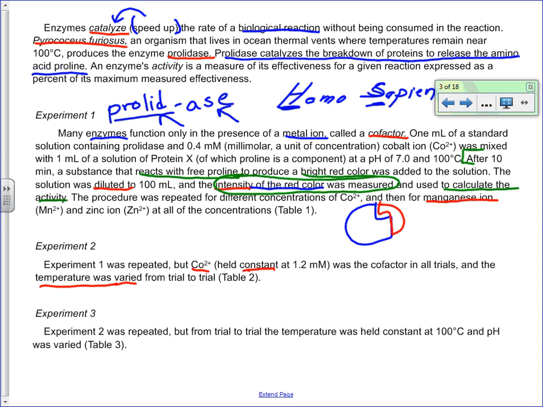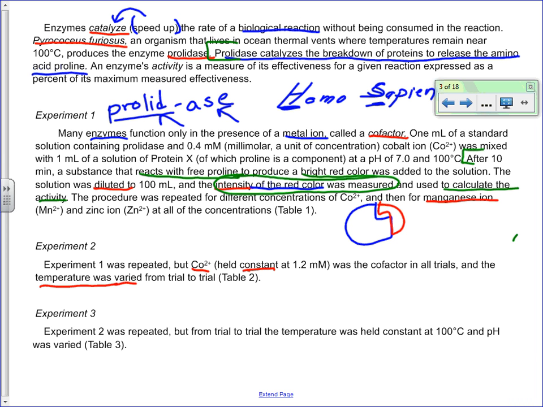All right. So in the end, what was the purpose of the enzyme again? What did the enzyme make? Prolidase, the enzyme, makes what? There's a lot of keywords in here that start to get a little bit tricky. All right, so prolidase up here, it catalyzes the breakdown of proteins to release what? Amino acid. Good, the amino acid proline.